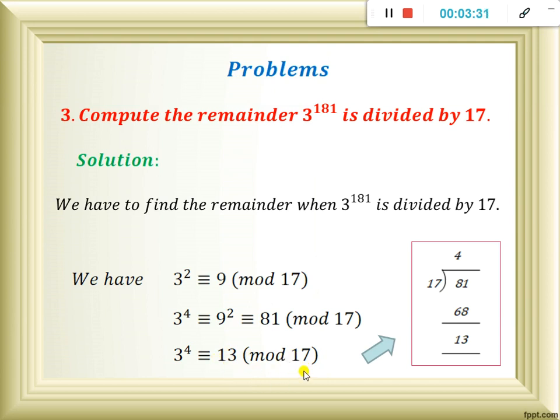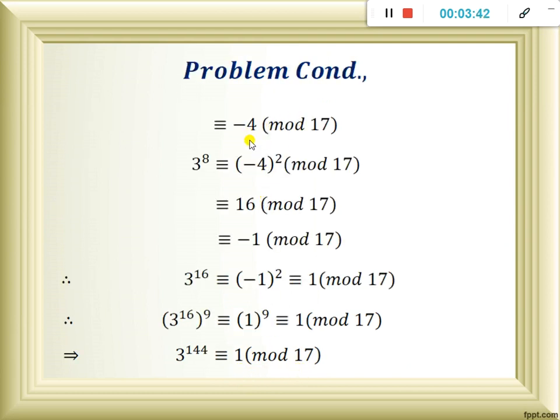Here 13 is there, 17 is there. Subtract: 13 minus 17 is minus 4, only for my convenience. Here 3 power 4 is there; square that term and we get 3 power 8. Squaring minus 4 gives 16 mod 17. So 3 power 8 is congruent to 16 mod 17. I can simplify: 16 minus 17 is minus 1. Therefore 3 power 8 is congruent to minus 1 mod 17.